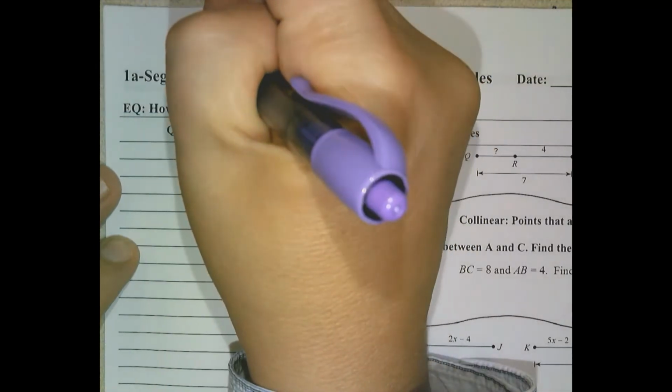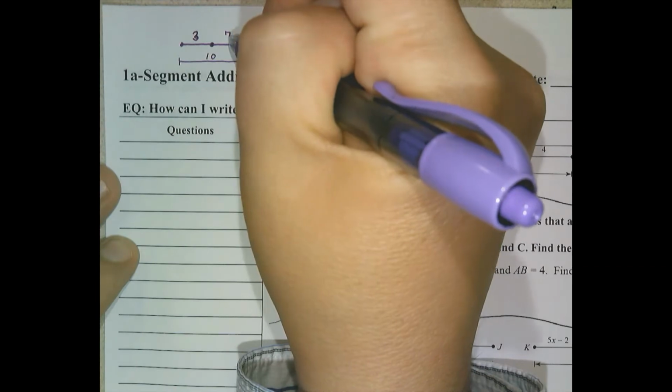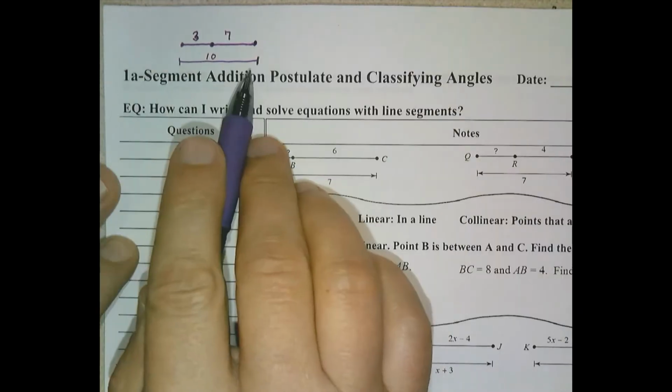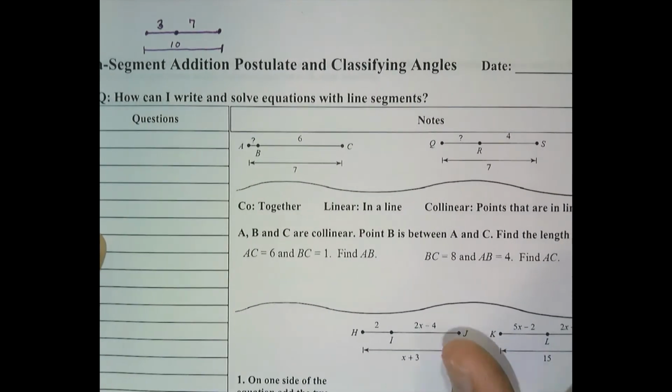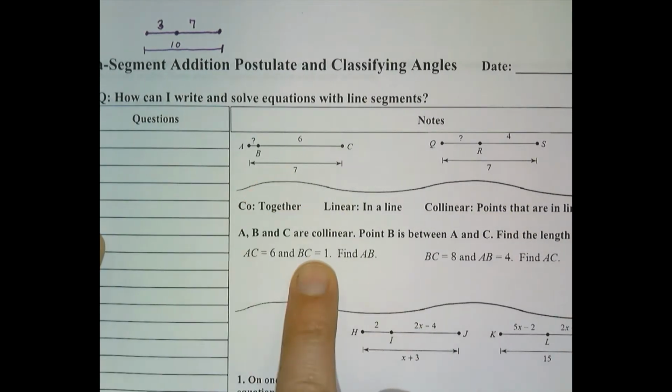If the first segment is 3 and the second one is 7, 3 plus 7 is 10. So it makes sense that the full length is 10. We're going to tackle this both with images and then also without images.